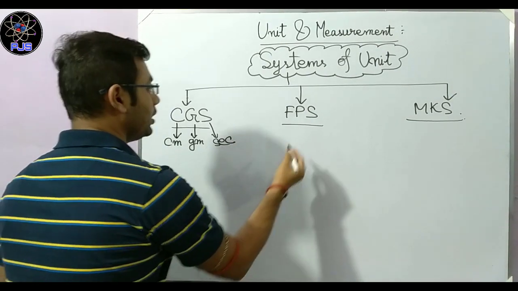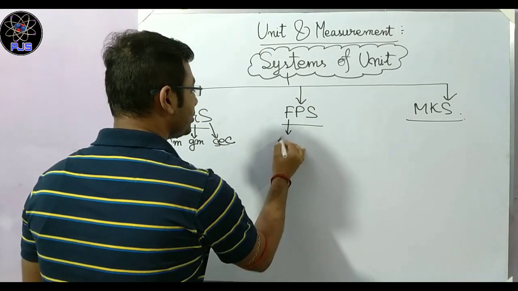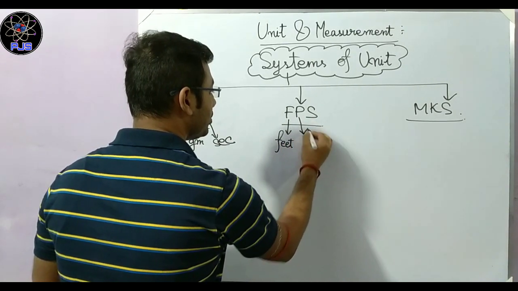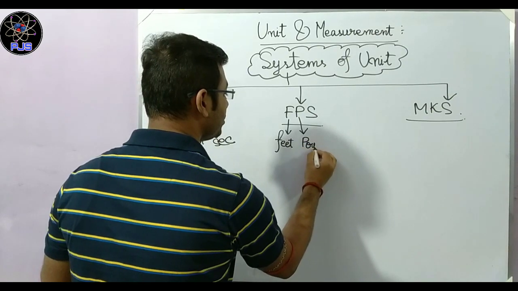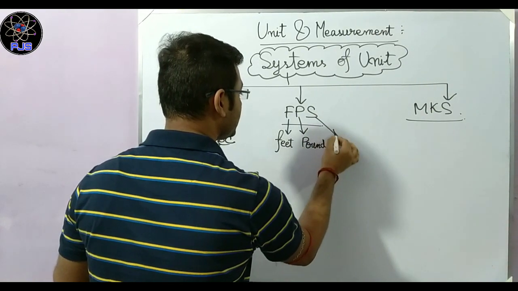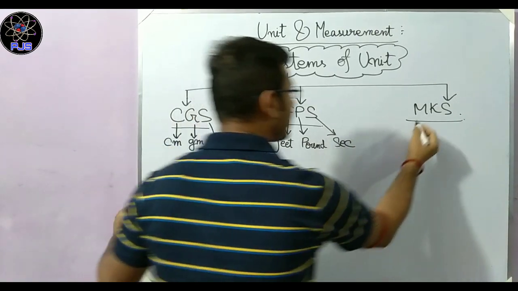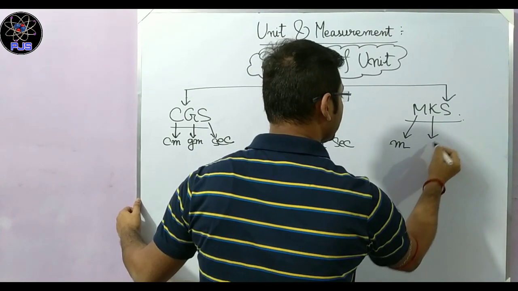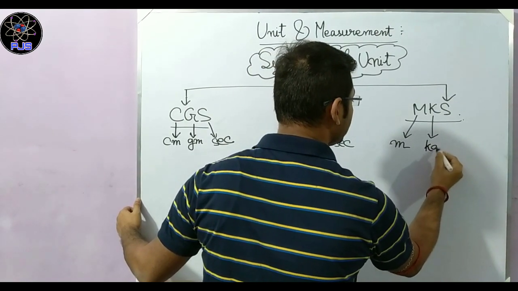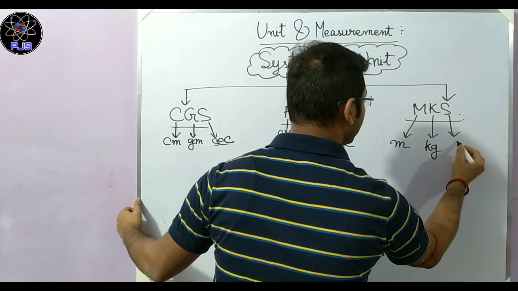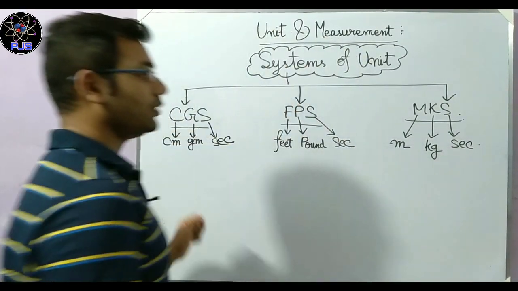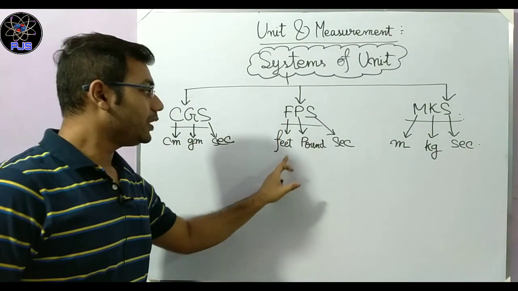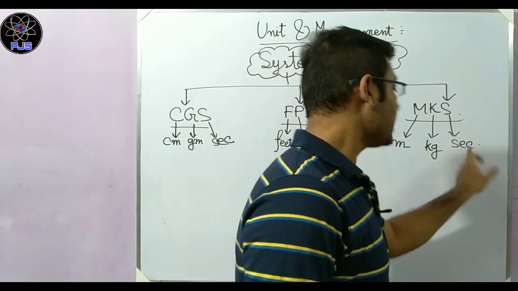Okay, here F stands for feet, P stands for pound, S stands for second. Now in case of MKS, M stands for meter, K stands for kg and S stands for second. Okay, CGS means centimeter, gram, second, FPS feet, pound, second, MKS meter, kg, second.